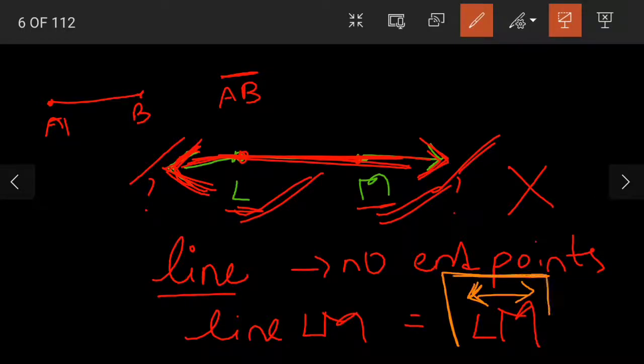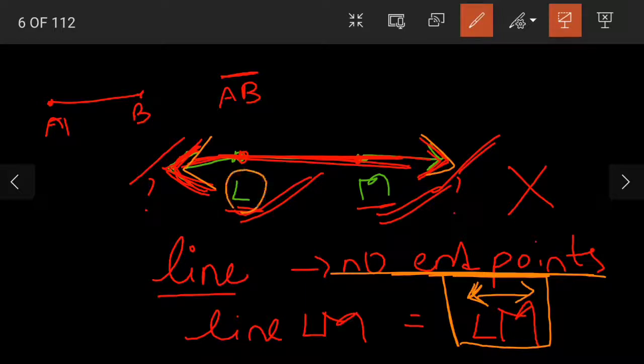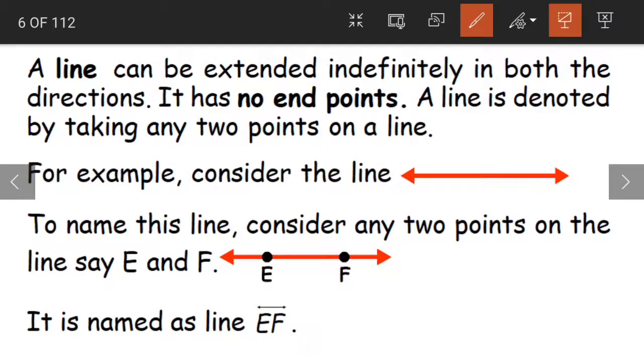Now this here will be line segment LM. And this here would be what, children? It will be line LM. I'm so sorry, it will be line LM. A line can be extended on both sides indefinitely. It has no endpoints. So how can we name the line? We name the line using any two points on the given line.